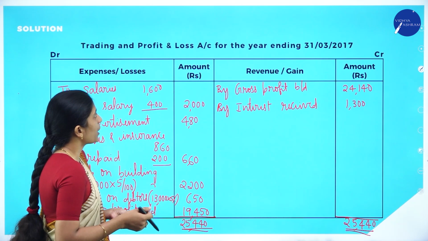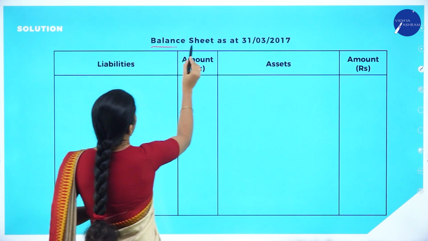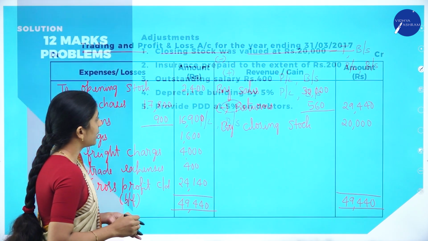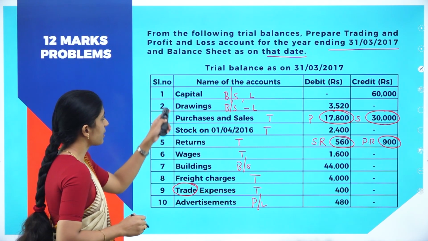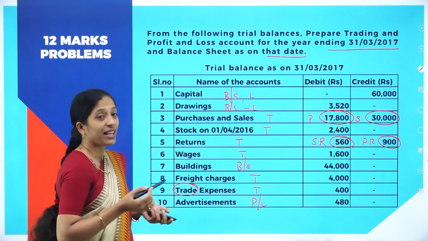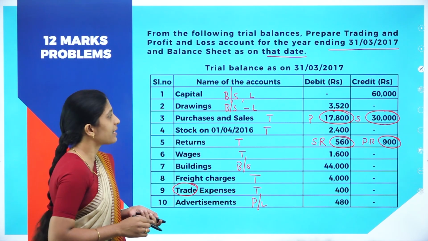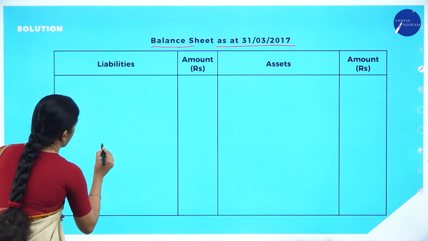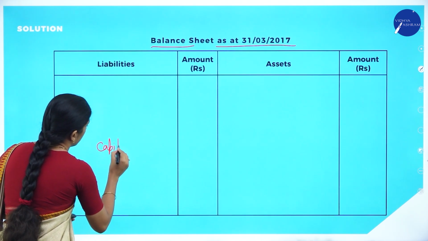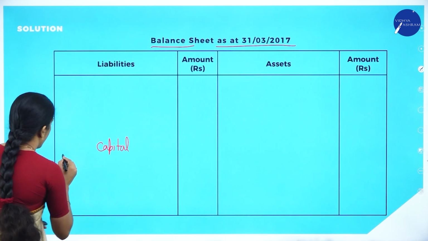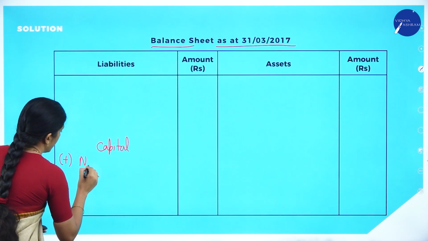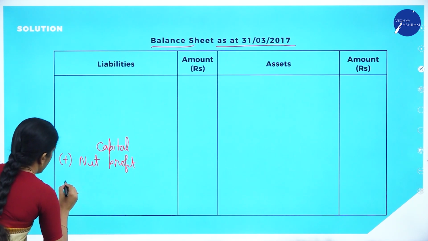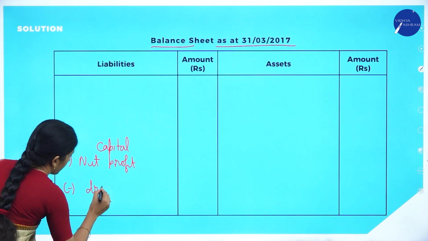Now we shall start with your balance sheet as at 31st March 2017. Now we shall go through the items here, that is capital, drawings, and we have net profit. We'll record in the liability side. So how to record in the liability side? I'll leave some space here. So capital, add net profit and minus drawings.